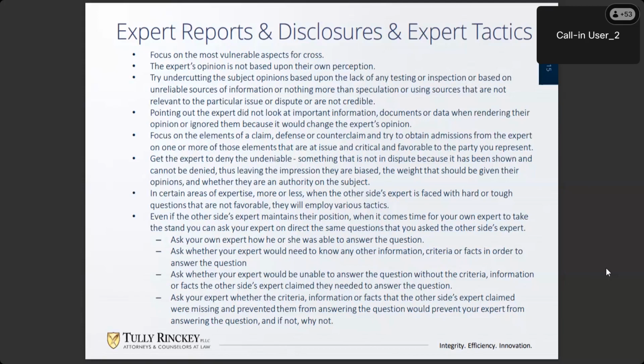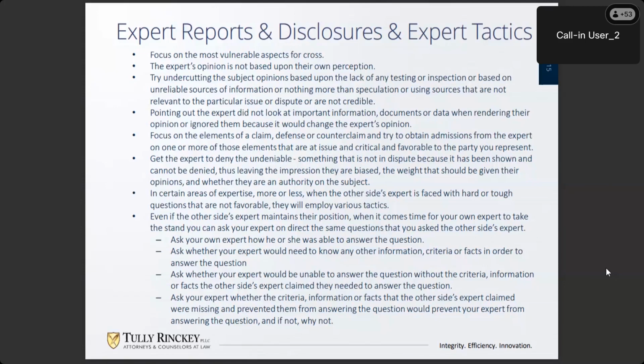You can follow up by asking, if the criteria or facts that they claim they need to answer the questions were adjusted or modified, why is it that they still can't answer the question? And if they claim they can't, then fall back on, well, you're an expert. You know this more than anybody else in this room, because it's true, they do.